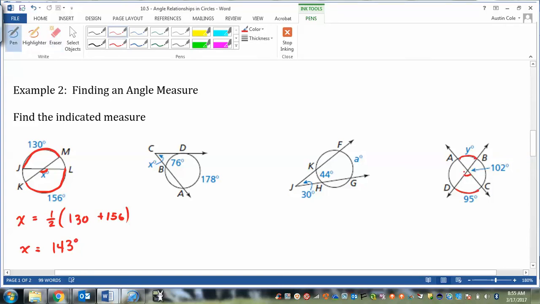This angle right there. Yeah, we're going to use the formula, but we need to do something first. Any ideas? Shane, what do you got? Divide 95 by 2. No? Guys, would you agree that these two angles are a linear pair? Yeah. So if this is 102, this has to be 78.